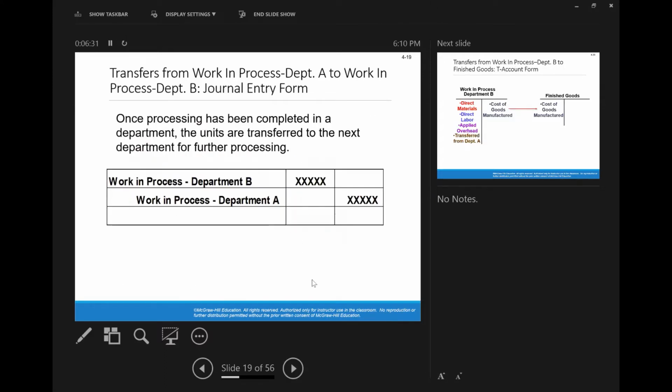Here's the journal entry. So just pulling it out of one department, putting it into a new department. The credit is when you pull it out, the debit's when it's going in, because it's an asset account, normal debit balance. And if you keep that in your mind, you'll know how these journal entries are flowing.